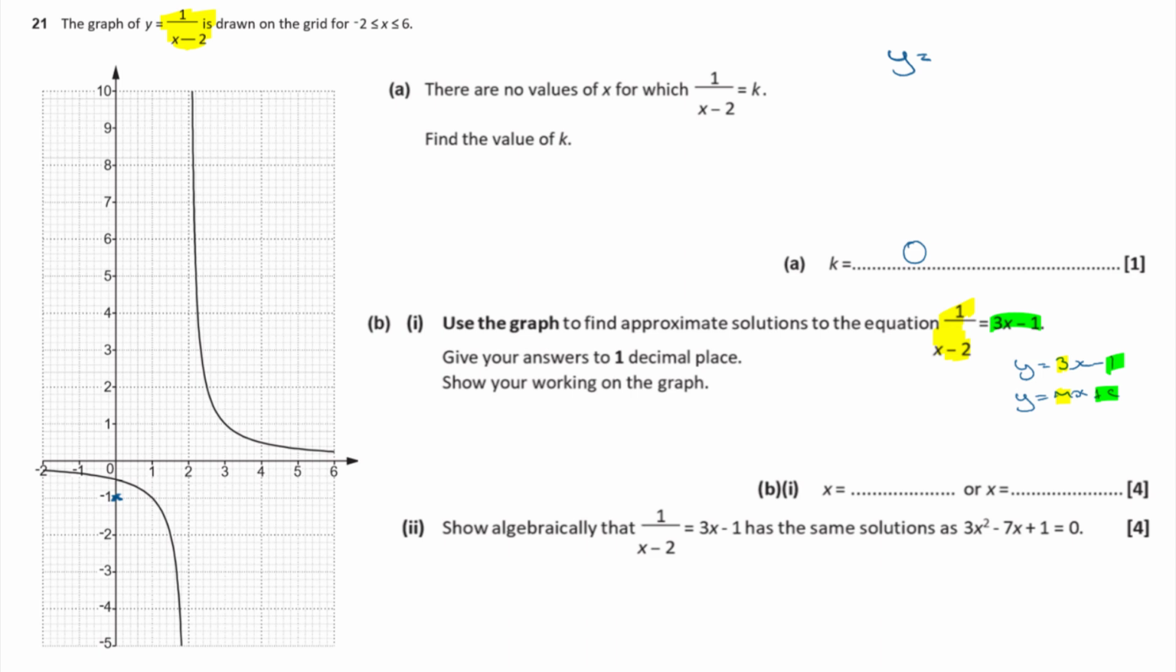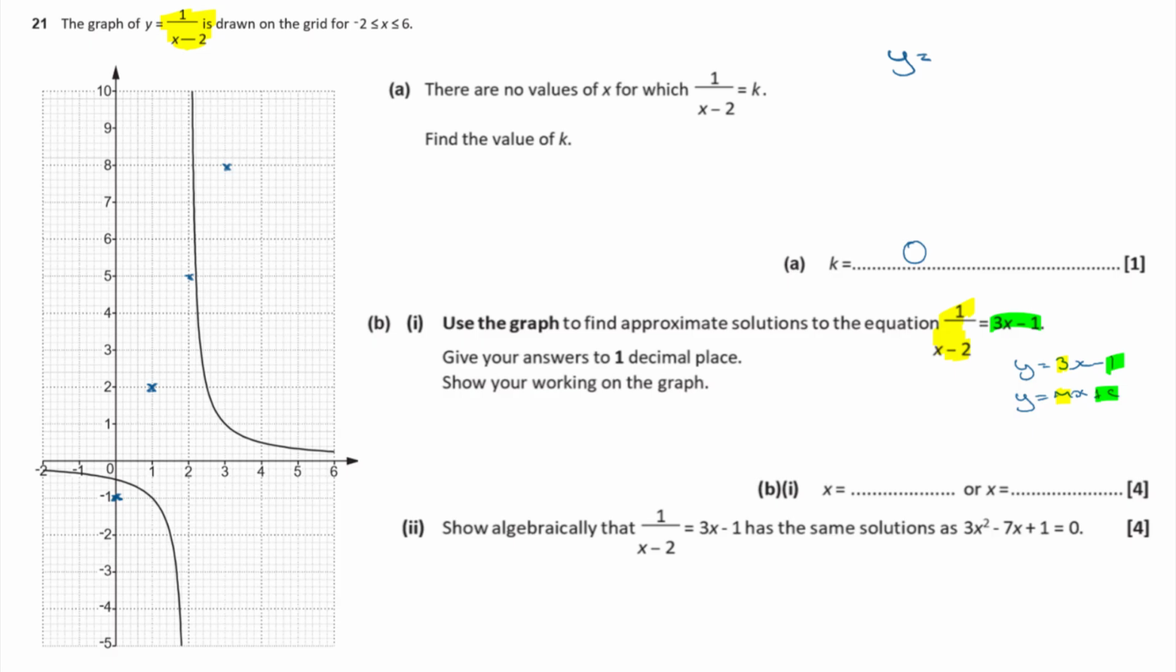And because it's got a gradient of 3, for every one that I go along, I go 1, 2, 3 up, so there's going to be a point there. 1 along, 1, 2, 3 up, it's going to be a point there. 1 along, 1, 2, 3 up, there's going to be a point there, and then it's going to be off the top of my graph. Okay, so I've got some points.